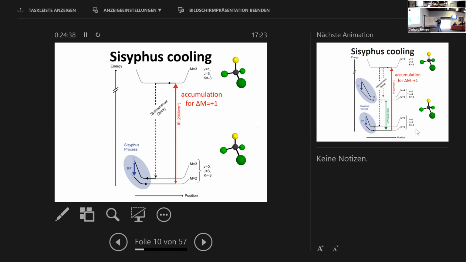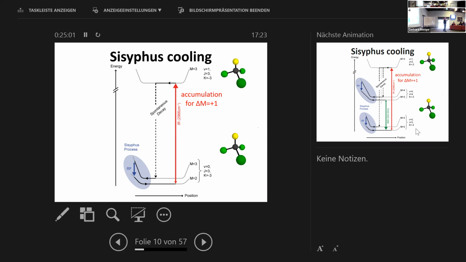So we're talking here about the J equals 3 manifold. We pick J equals 3 states, which are populated, and significantly populated in this molecule. So the vibrational ground state v equals 0, J equals 3, and K equals -3. And the trappable states are M equals 3, M equals 2, and M equals 1.